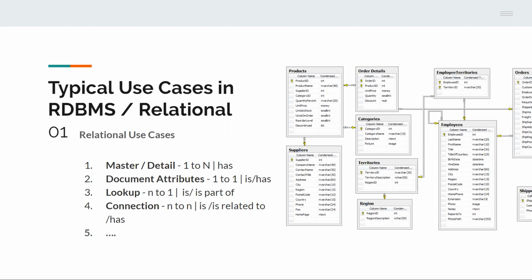I encountered a bunch of master-detail systems, right? Orders that have order details or order items. We had document attributes, meaning we had an object with another extension object in a one-to-one relationship. Or there was a lookup table, where one foreign key in one table was really just related to a string in another table as a lookup value.